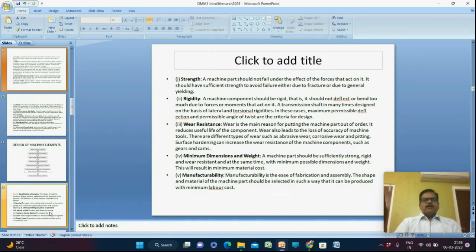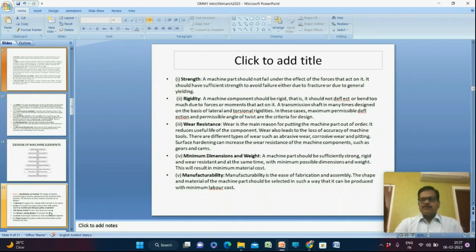Strength. A machine part should not fail under the effect of forces that are acting upon it. It should have sufficient strength to avoid failure either due to fracture or due to yielding. A member, which might be a ductile material or a brittle material, when it is subjected to a force or set of forces, should not fail.